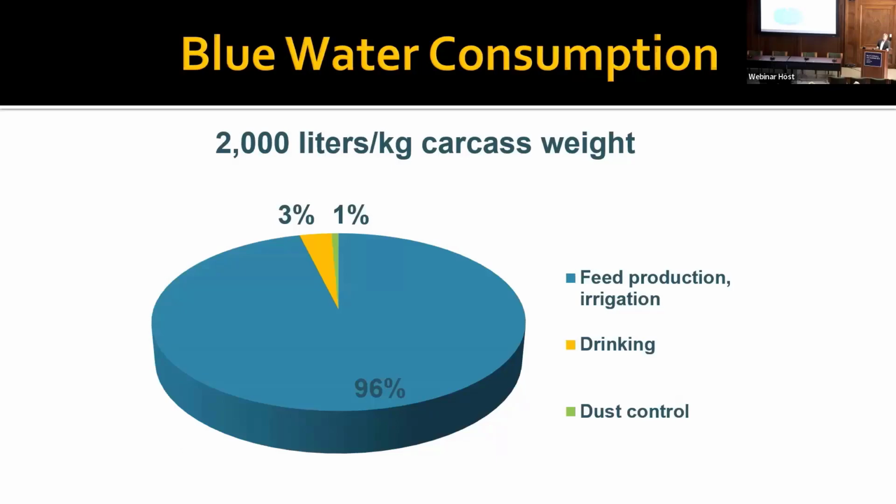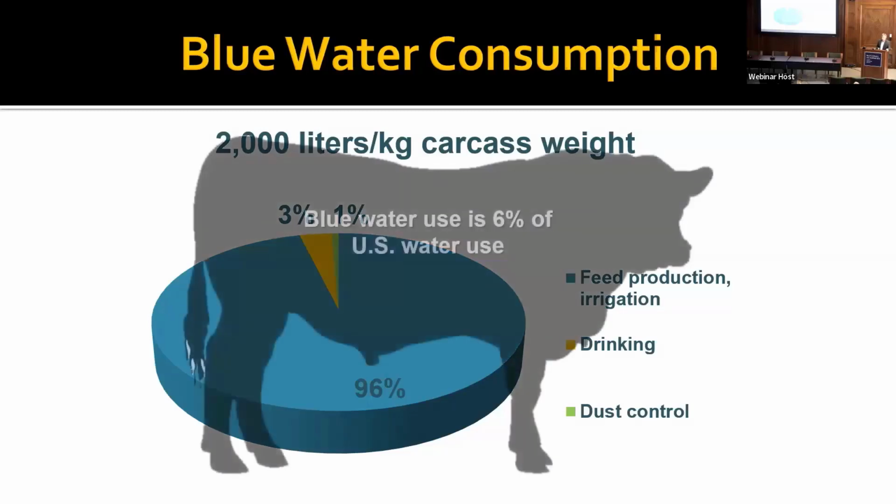Another one I think is not insignificant is water use too. It takes quite a bit of water here, as you see, to produce a kilogram of carcass weight of beef. And most all of this is for irrigation of feeds that are going into the animal. And this is what we call blue water, which is non-precipitation water. This would be coming from surface water or groundwater.